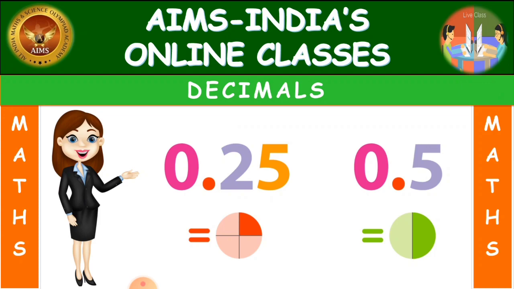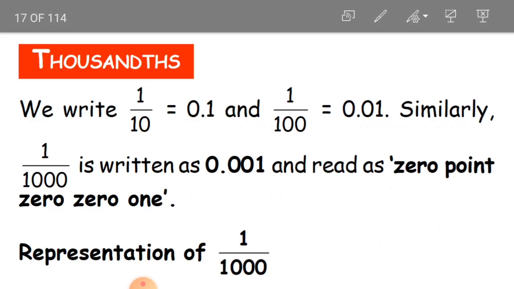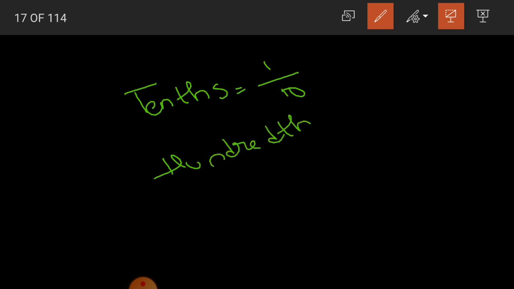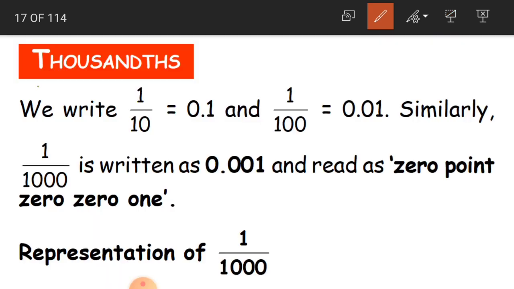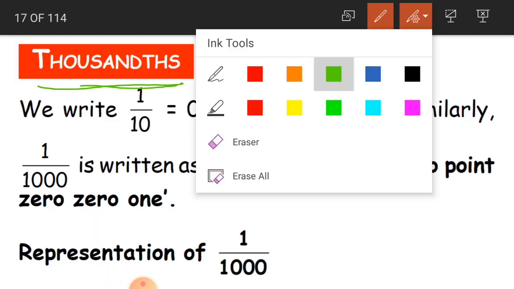In the previous class we have learnt about tens and hundreds. What did we learn about? Tens. Tens is nothing but 1 by 10. And then we have learnt about hundreds in decimal numbers, that is nothing but 1 by 100. Now after 10 and 100 what comes? We have 1000. So when we have the fraction 1 by 1000, it is called as thousands.